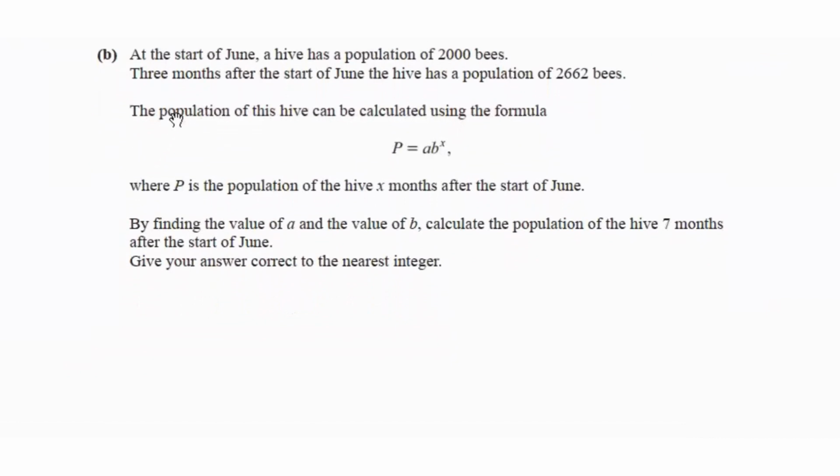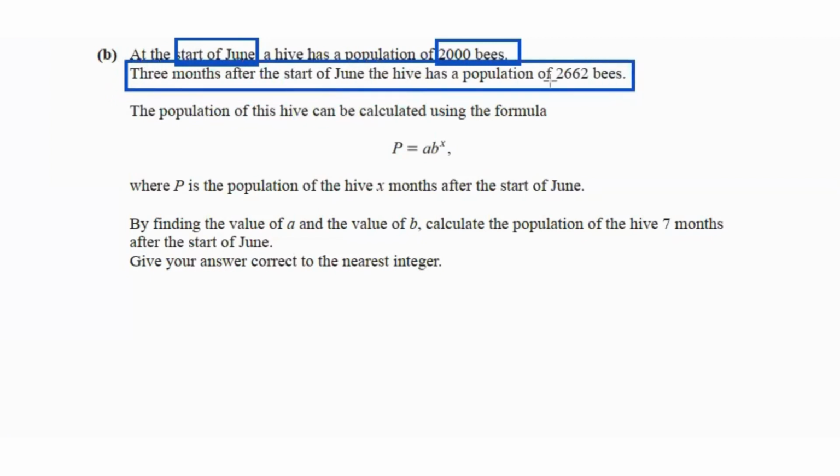Part B says at the start of June, a hive has a population of 2,000 bees. 3 months after the start of June, the hive has a population of 2,662 bees. Start of June is 2,000 bees. And 3 months after the start, we have 2,662. The population of this hive can be calculated by using this formula, where P is the population of the hive X months after the start of June.